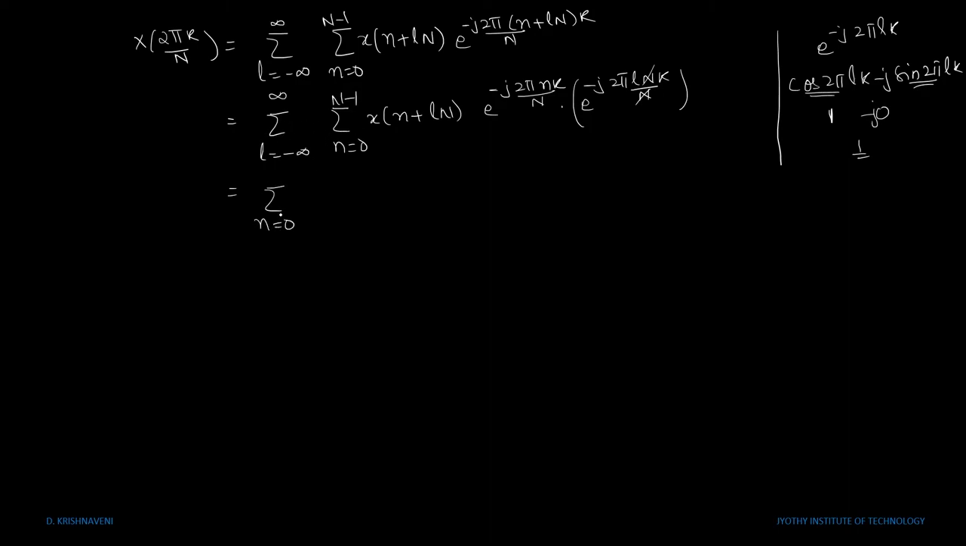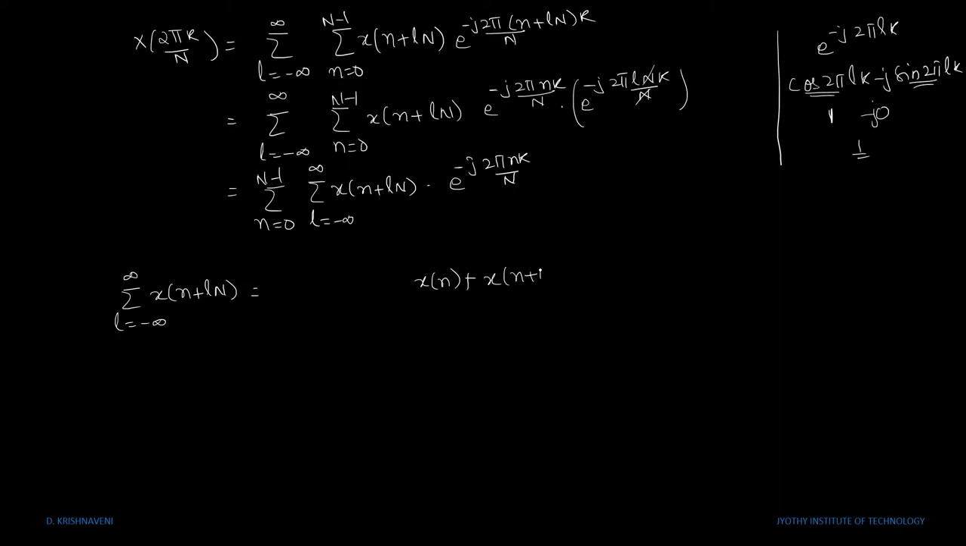So we have summation n equal to 0 to n minus 1, summation l equal to minus infinity to infinity, x of n plus ln into e to the power of minus j 2 pi n k by n. So in the summation l equal to minus infinity to infinity of x of n plus ln, how does this vary? Let us see. When you substitute l equal to 0, you will get x of n. Substitute l equal to 1, you will get x of n plus n. Substitute l equal to 2, you will get x of n plus 2n, etc. Similarly, on this side, substitute l equal to minus 1, you will get x of n minus n, and so on.